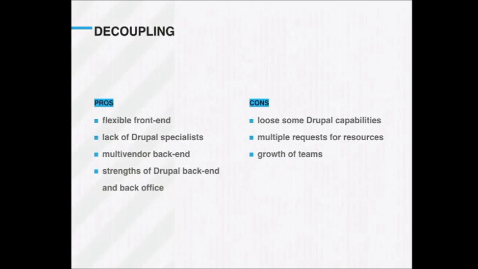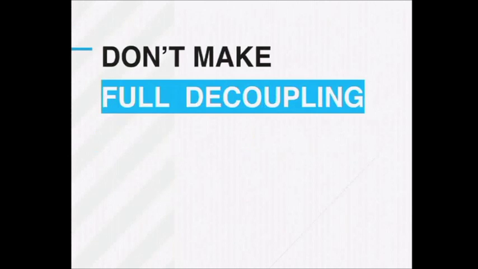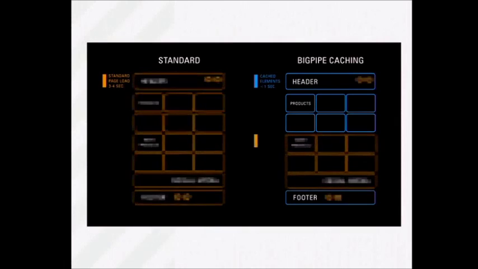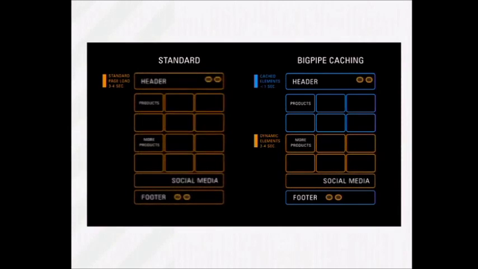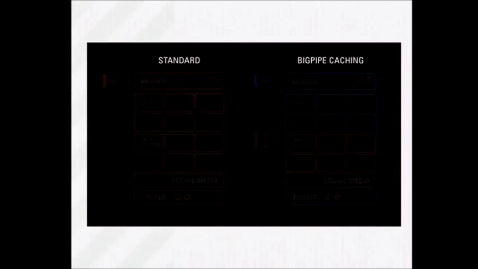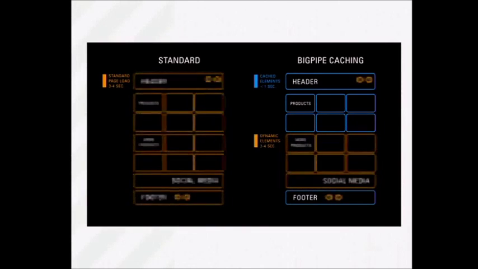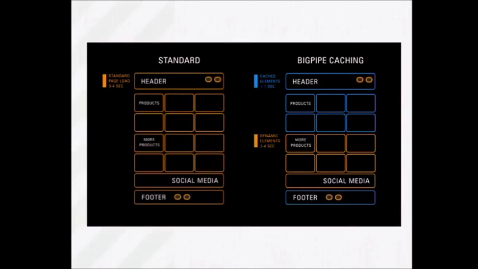One solution for some of these cons, you don't have to make a full decoupling way. You can use something called Big Pipe. I think there is a presentation about it right now. It's a kind of caching mechanism where you first load cached page elements like headers and static products, and then you are dynamically loading personalized content of the page.